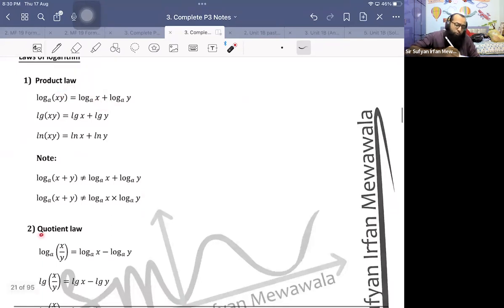And if we check out the quotient law, then log of x upon y with a base of a is converted into log of x with a base of a minus log of y with a base of a. This means over here, both numbers are in the numerator, so we have to add. Multiplication gets converted to addition. And if there's a division, then the numerator keeps a plus sign and the denominator gets subtracted. So log of x with a base of a minus log of y with a base of a.